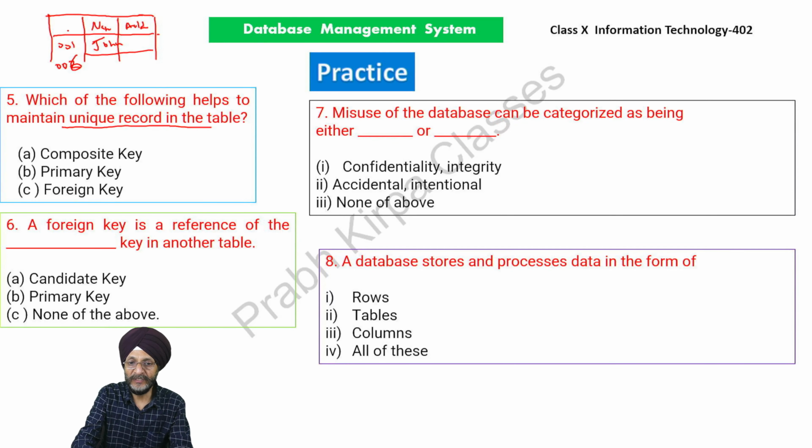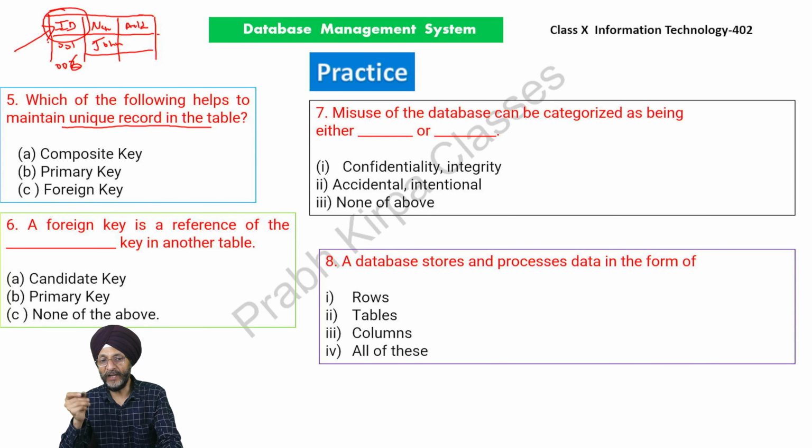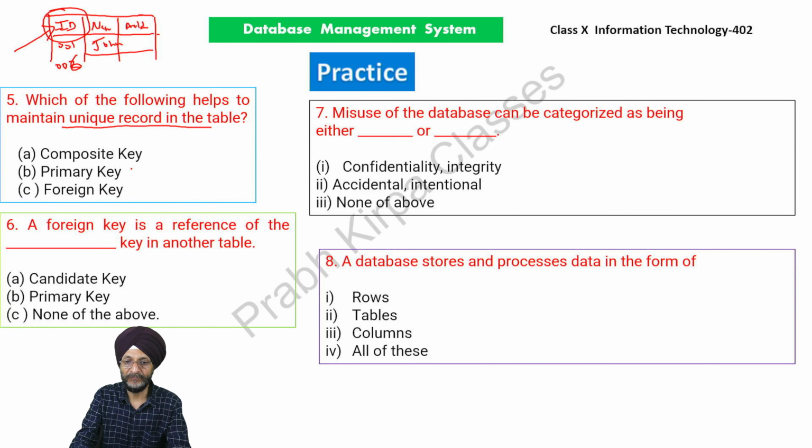So this is the employee or student ID, or registration number. This is the primary key, or it can also be called key field. So primary key helps to maintain unique record in the table. So if we want to find any one particular student or employee, it will be easy for us to identify the same on the basis of primary key.